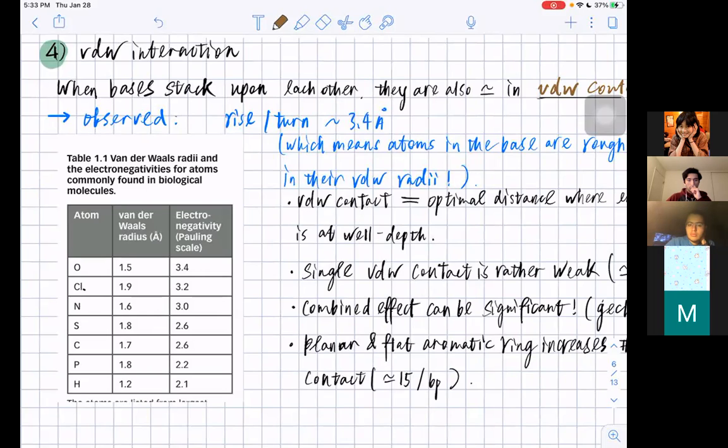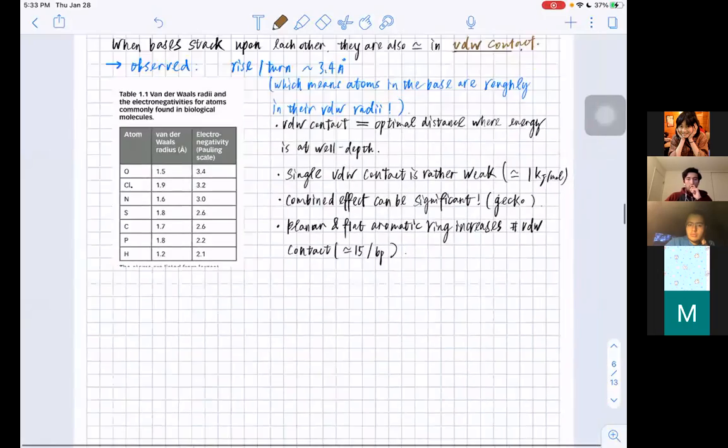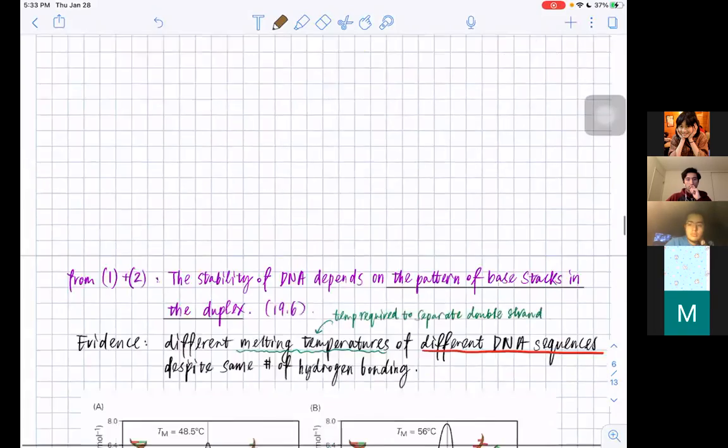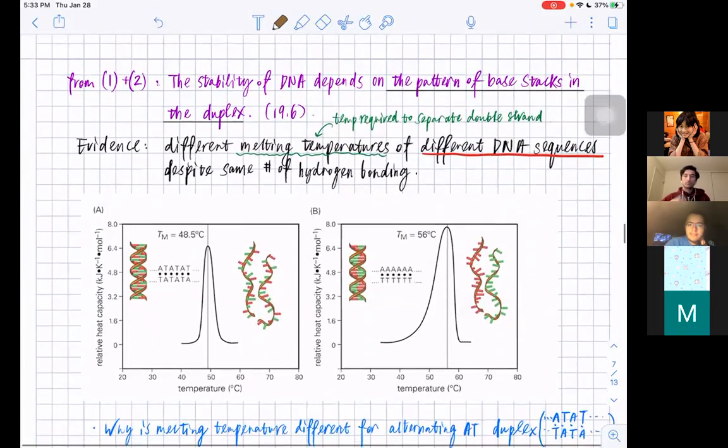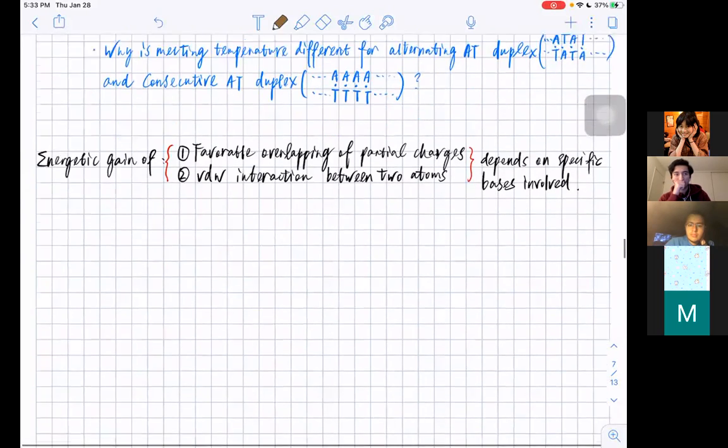So the planar and flat aromatic rings maximize the possible van der Waals contact by offering a large interacting surface. And this is a practice question that we can go over if we have time, but it should be clear. I offer a lot of hints.